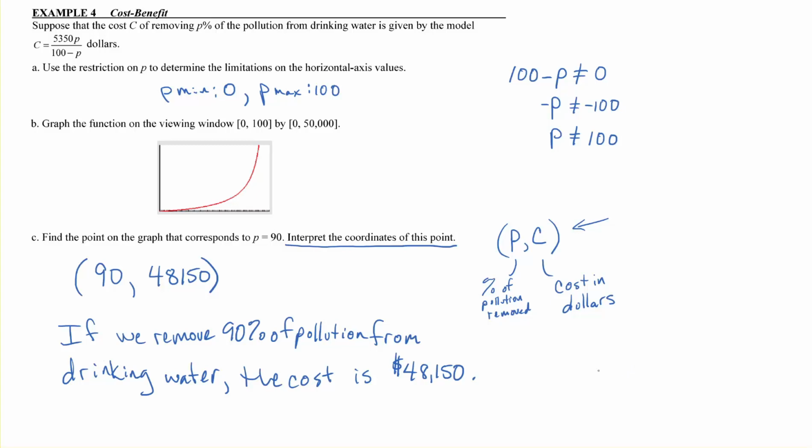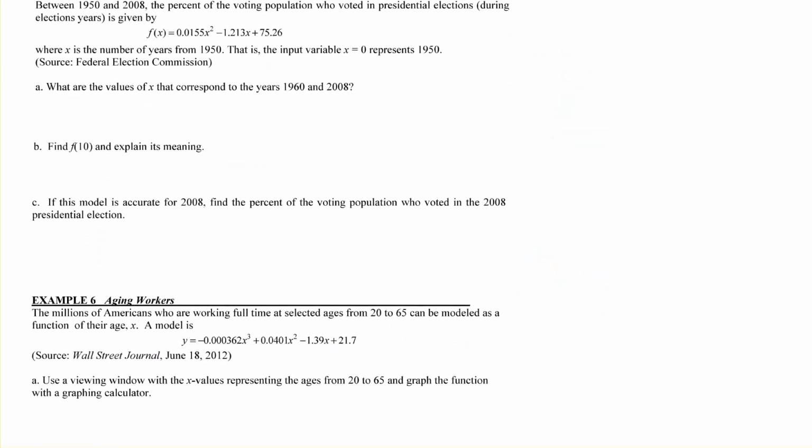Okay, so that sounds a lot more interesting and a lot more informational than just coming up to someone and saying 90, 48,150. If you came up to somebody and said, if we remove 90% of pollution from our drinking water, the costs would be 48,150, they might think, oh wow, that's an interesting fact. They might still think you're weird. Let's be serious about this, but it means more than just saying the point 90, 48,150. So that's what we mean by interpreting the coordinates of a point, or interpreting anything in this class, really.